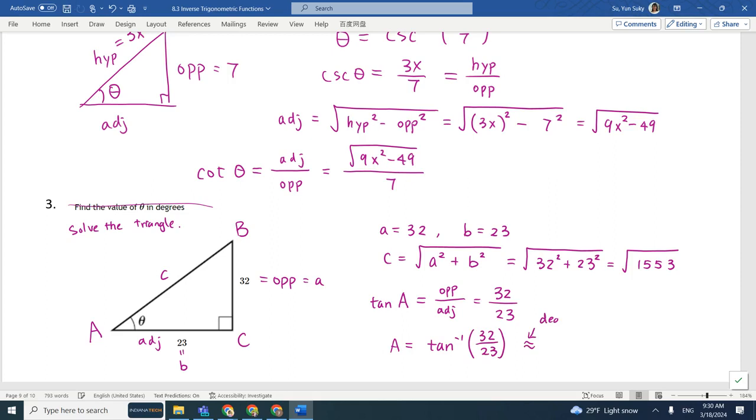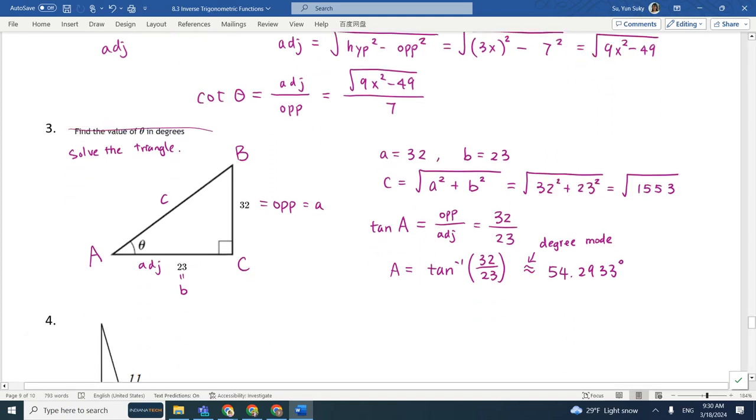Here, use degree mode. Okay, everybody take out your calculator. Can you see the arctangent button? You press shift and then you press the tangent. What's arctangent of 32 over 23? And give me four decimal places. 2933. Thank you. Yes, everybody. This is angle A.